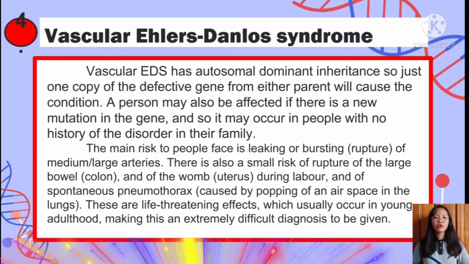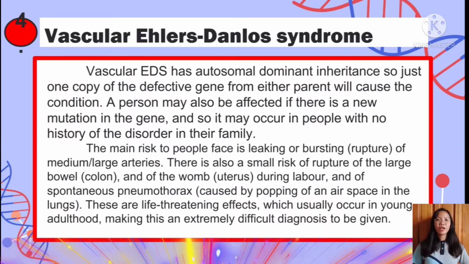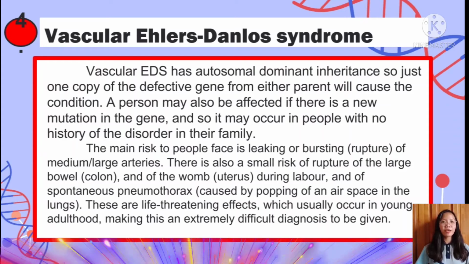It is the most serious form of EDS. It affects about 1 in 50,000 to 200,000 people. Vascular EDS has autosomal dominant inheritance, so just one copy of the defective gene from either parent will cause the condition. A person may also be affected if there is a new mutation in the gene.